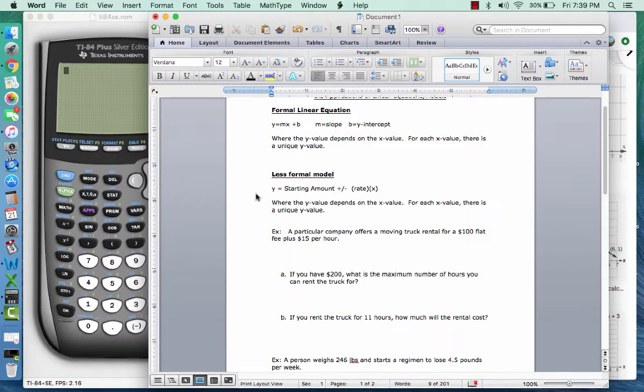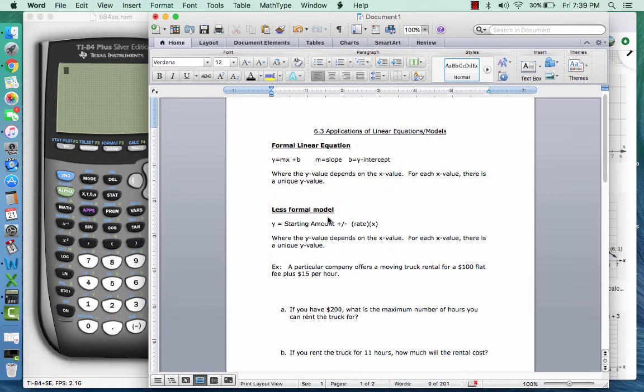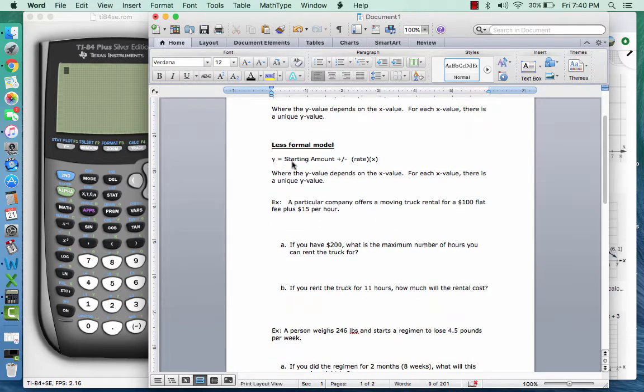So y and x are really dependent on the situation of the problem. But there should always be a starting amount, which in the formal equation is the y-intercept. And then the slope is a rate, a rate of change. So it'll be like dollars per hour or dollars per sale or something like that. So I'm going to write my linear models using this kind of format because I think it's more communicable and easy to understand.